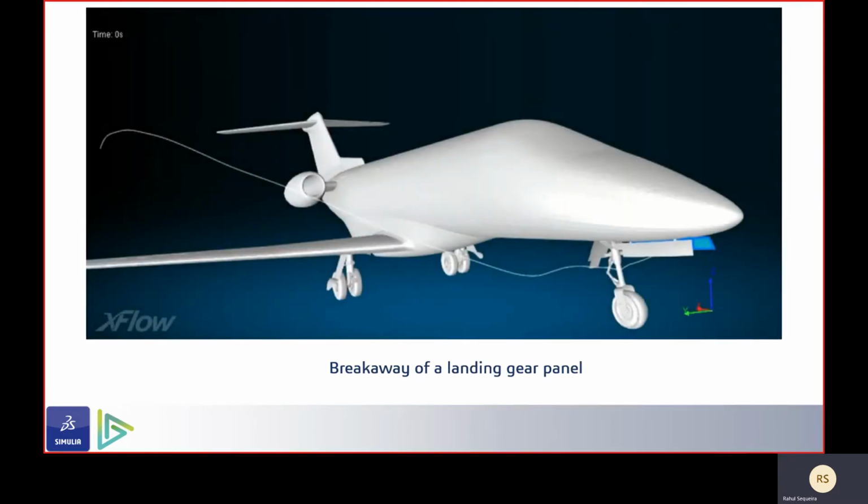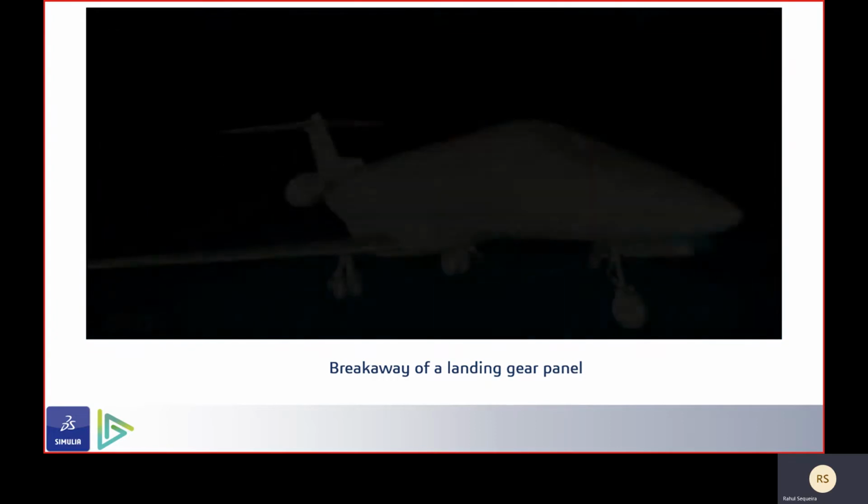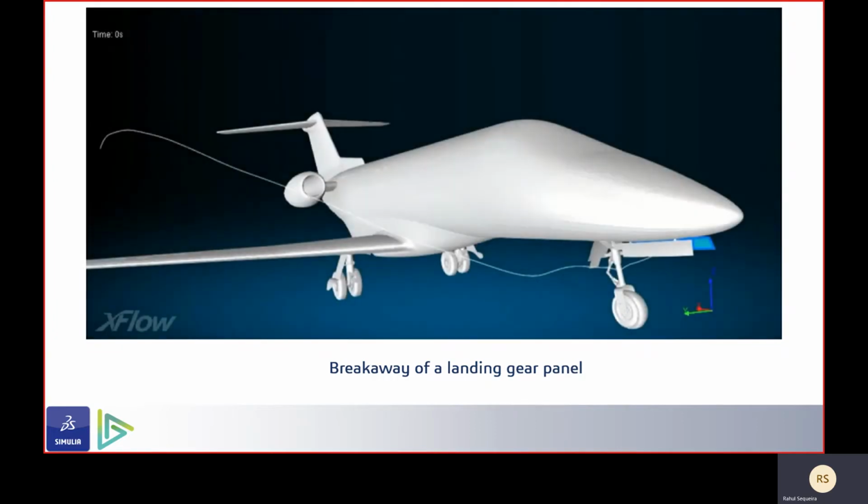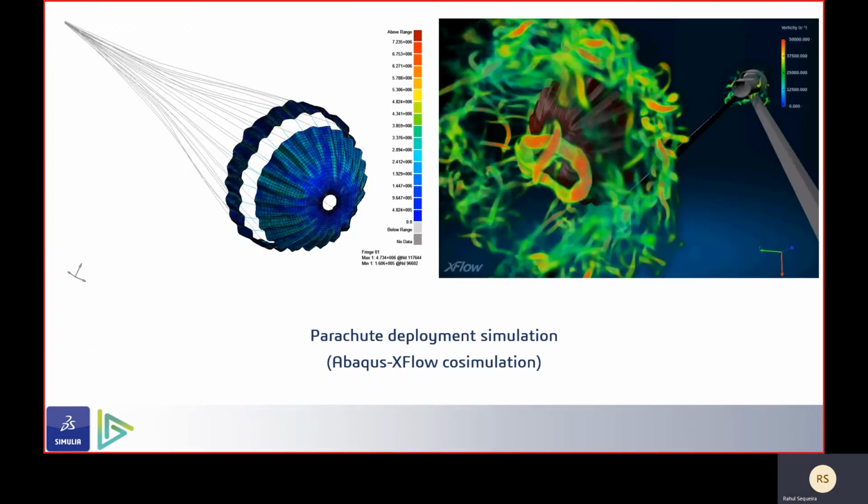So here's one example where the landing gear panel on this aircraft is broken away. And then Abaqus determines when it breaks according to the speed of the airflow. And XFlow then uses its algorithms to solve the trajectory of that landing gear once it's being detached from the aircraft. Another example that can be used is a parachute deployment, where Abaqus is used to actually solve the stress of the parachute, and the CFD analysis is also used to solve the airflow of the parachute once it's being deployed.